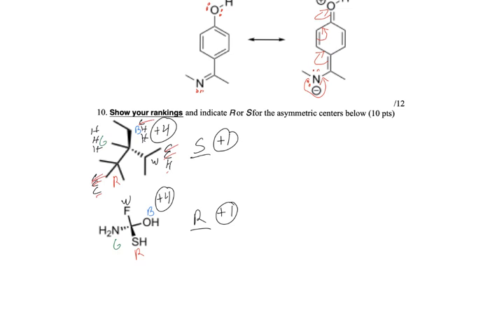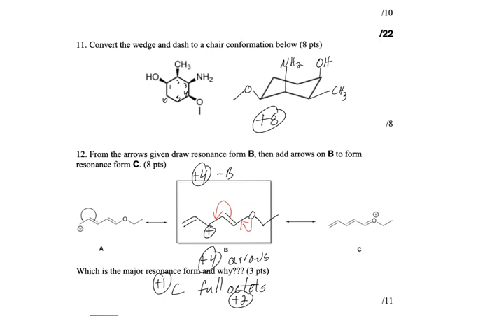The big thing folks messed up: they looked at electronegativity instead of atomic number. Sulfur has the highest atomic number, then fluorine, then oxygen, then nitrogen. So once you do that, it should be R, but make sure you do it by atomic number, not by electronegativity.